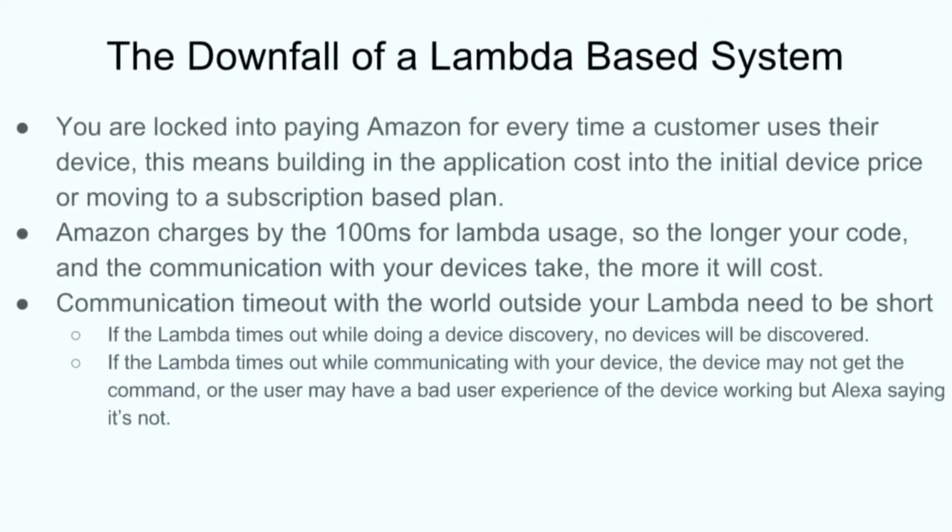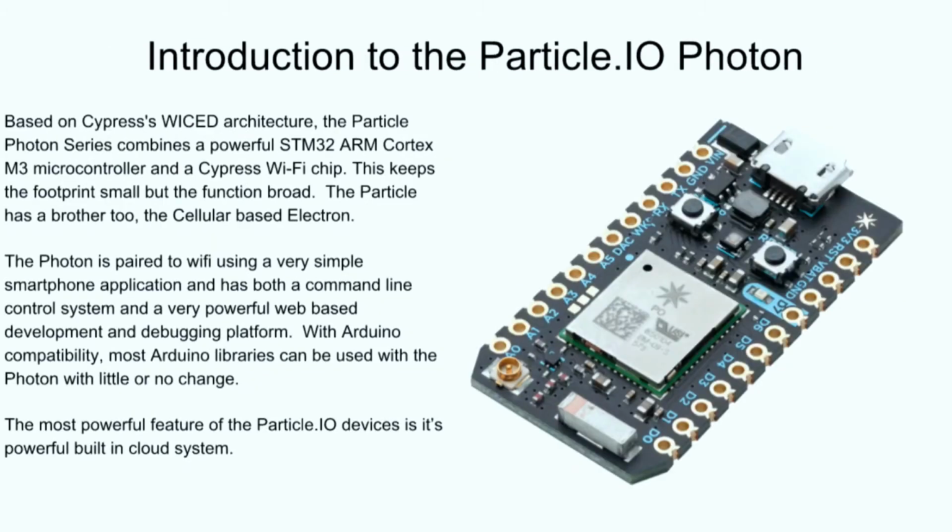The other thing is, if the Lambda times out while communicating with your device, the device may not get the command, or the command may actually get to the device, and the return doesn't get back to Alexa, which would cause just a poor user experience, and it would tell you that something's timed out. This is actually a really common problem with the WeMO modules. They don't respond in time.